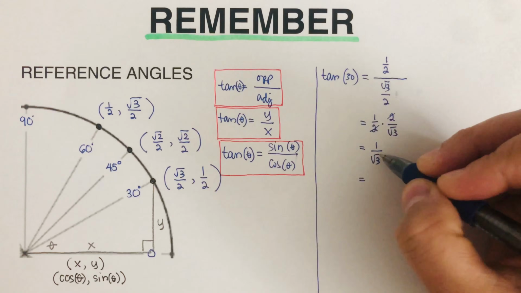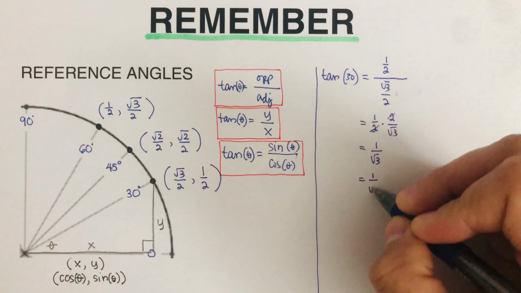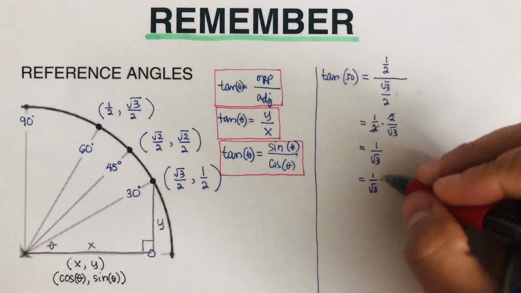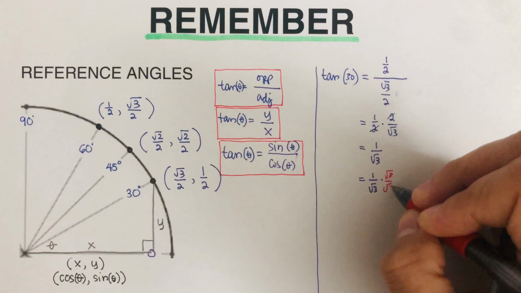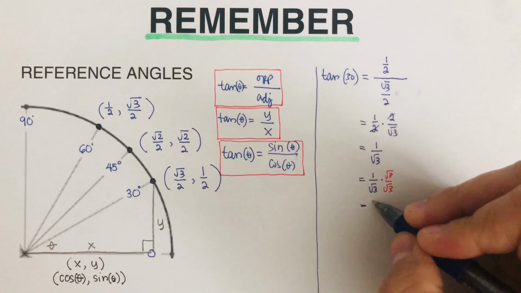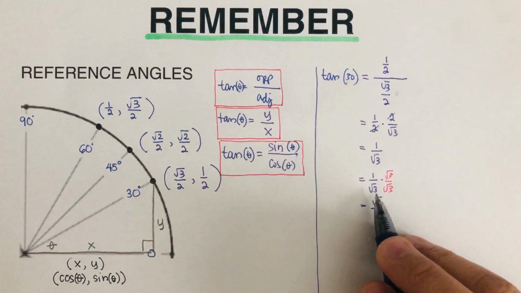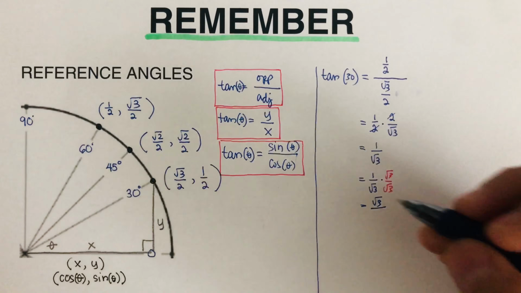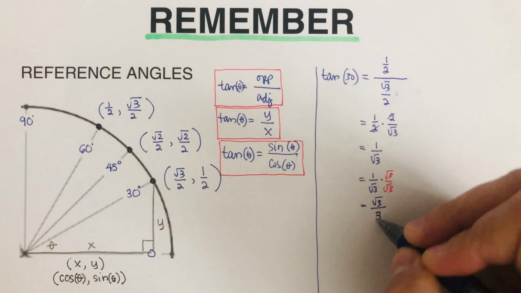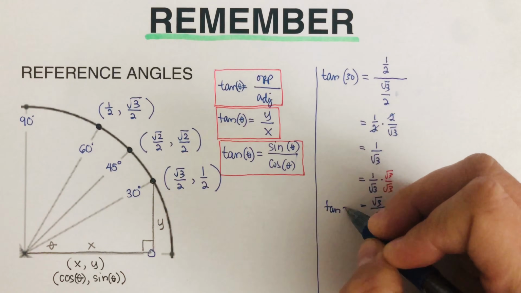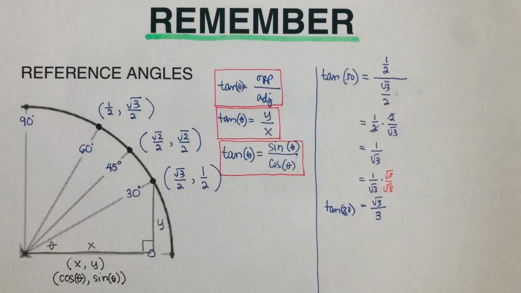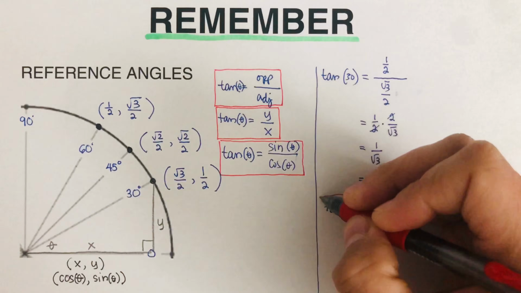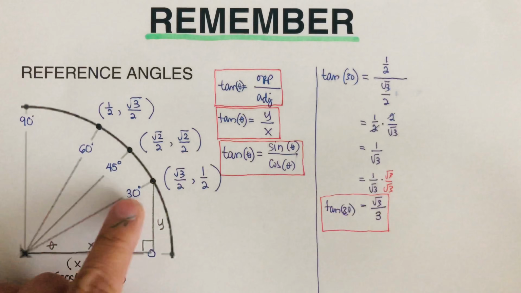We can rationalize the square root of 3 here. So that will be 1 over square root of 3 times square root of 3 over square root of 3. Square root of 3 times square root of 3 is 3. So pretty much our tangent 30 is square root of 3 over 3. This is the value for tangent 30.